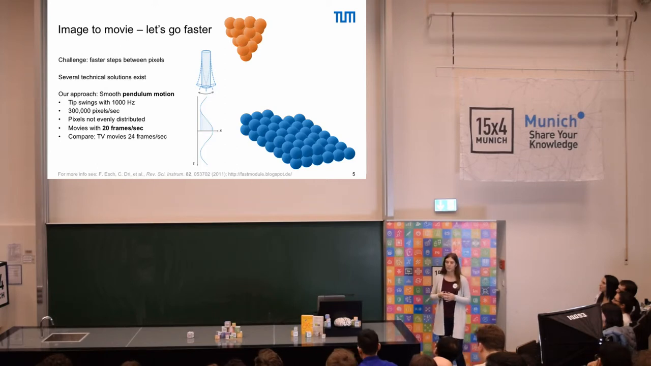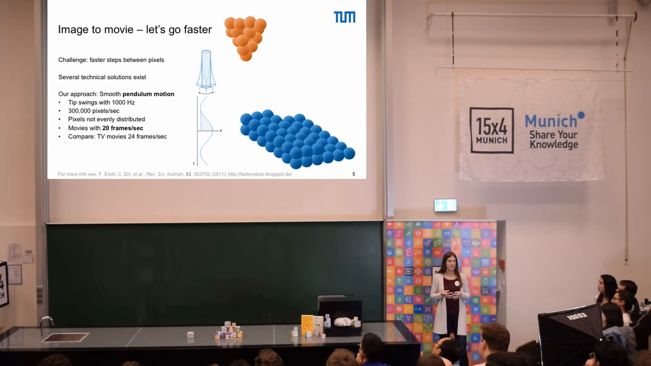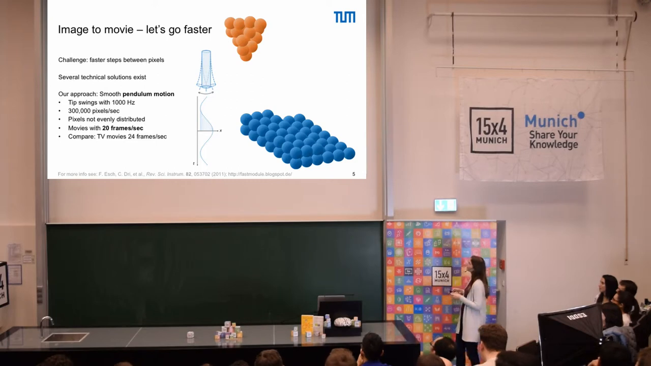We get movies with 20 frames per second very easily. Now this is a rate that's close to what TV movies are as well, about 24 frames per second. So I'm saying this because now we're getting to the point where our eye can't really distinguish between frames anymore. So we really watch things live as they're happening. And of course, if you then push the frame rate even higher, then we would have to slow it down and really be able to see what's going on.